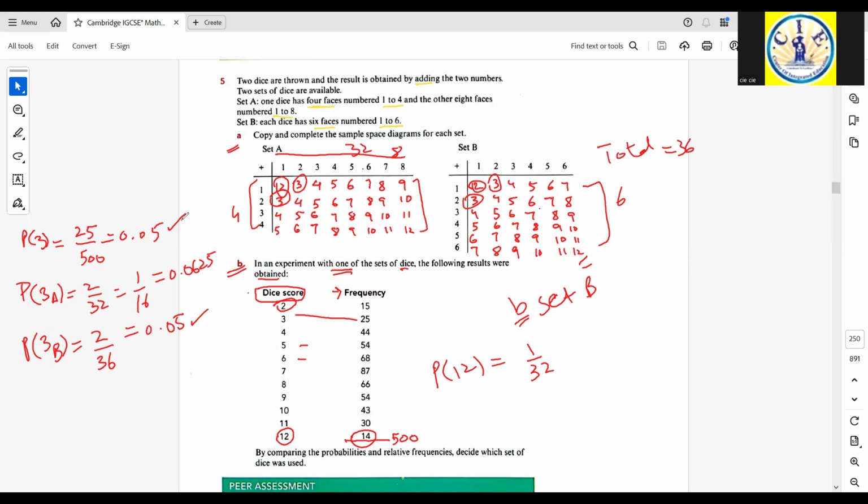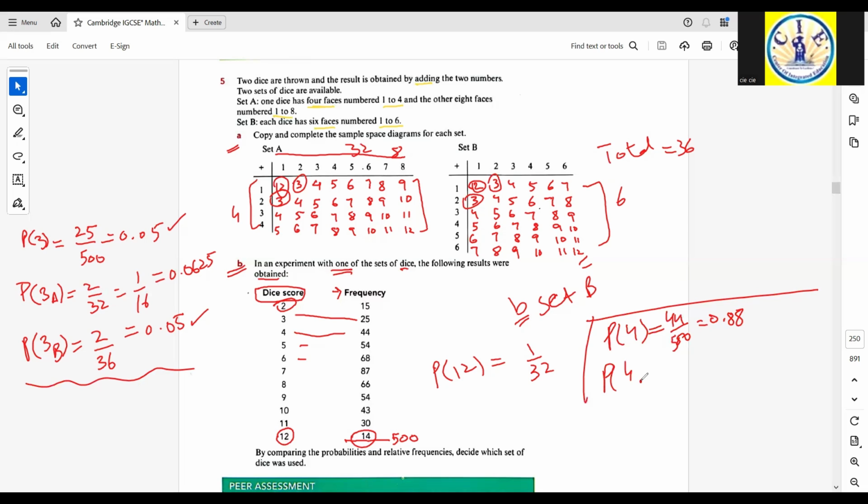Let me do it for 4 once again, in exactly the same pattern. The probability of getting a 4 from the table is 44 by 500, which is 0.088. The probability of getting 4 from set A is 1, 2, 3, so 3 by 32, which is 0.09.